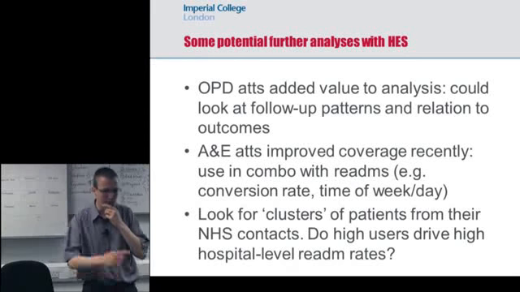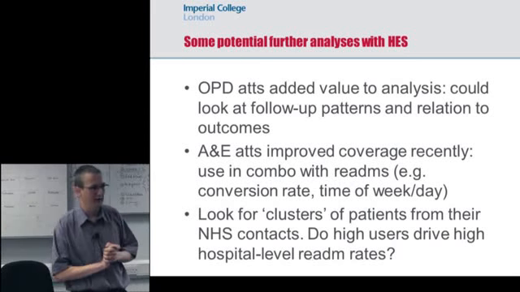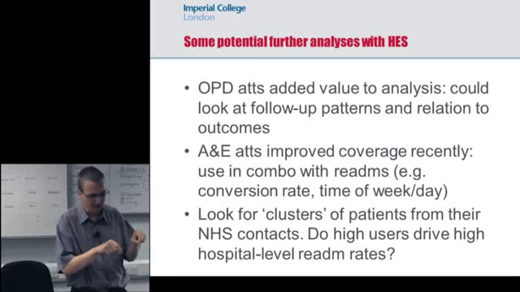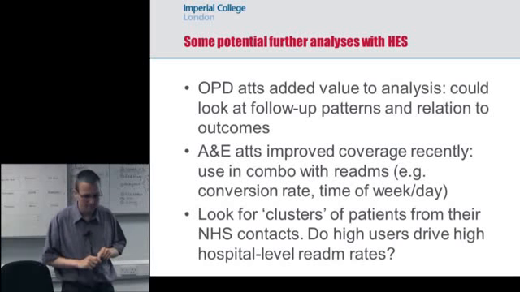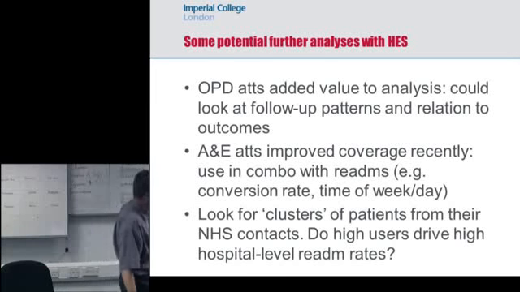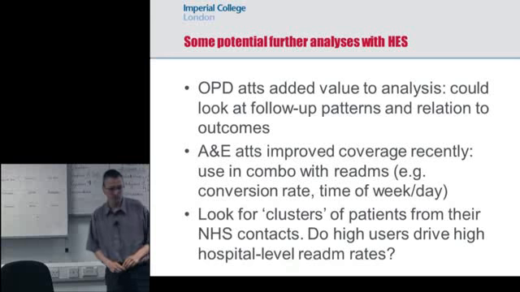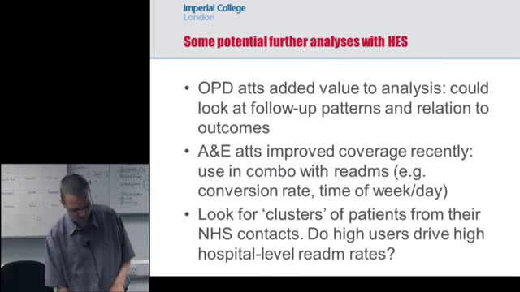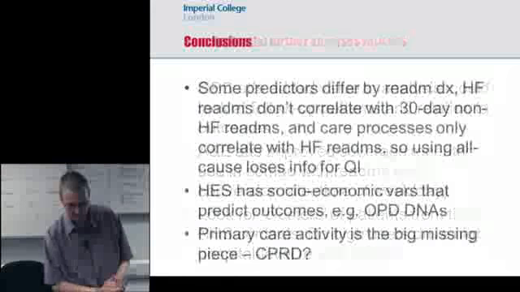And then another thing, with all these different kinds of NHS contacts, what about looking for clusters of patients? Can you identify different clusters of patients from their NHS contacts? So is there a subset of high users that drive the variation in readmission rates or not? That might be worth a look as well. There's just some things I thought of. There are millions of others you could do.